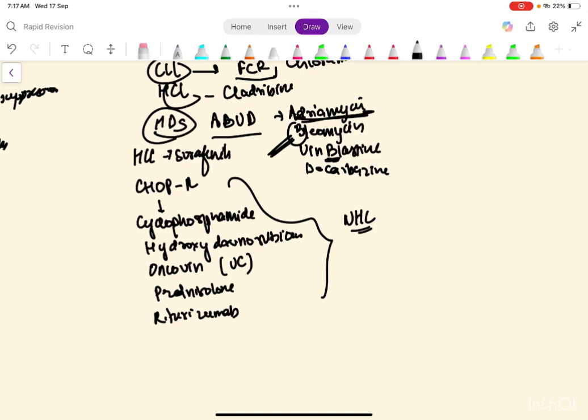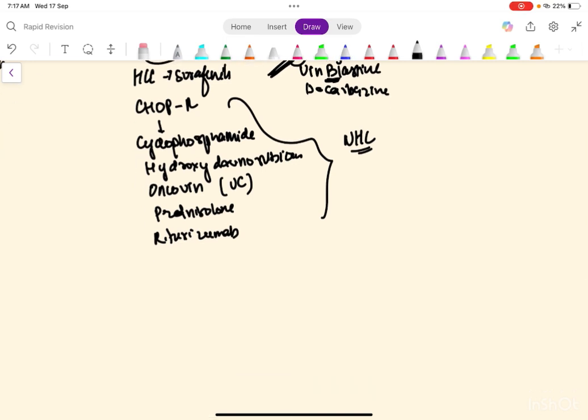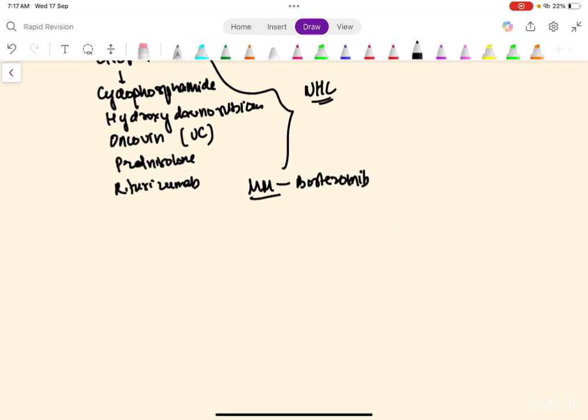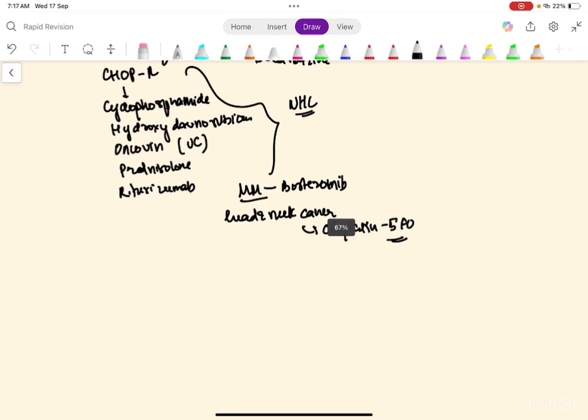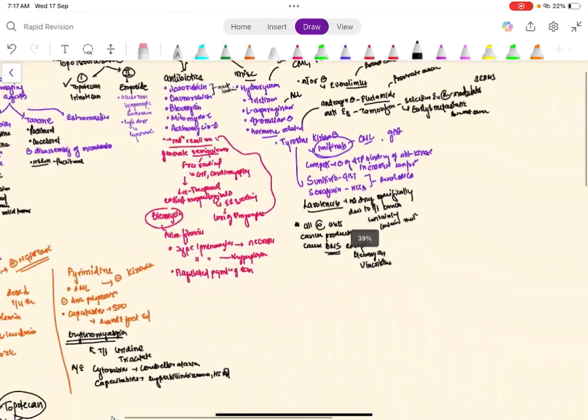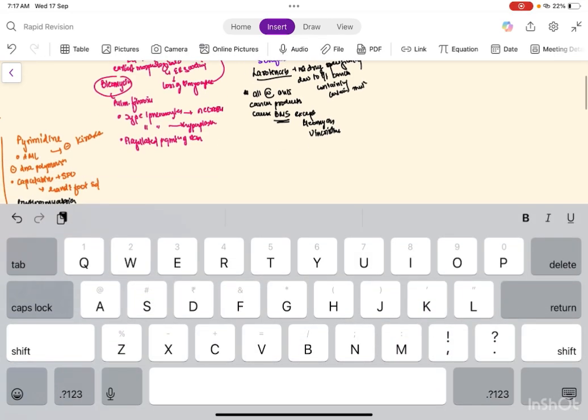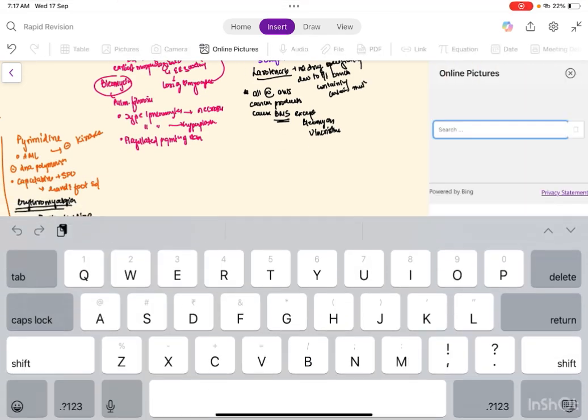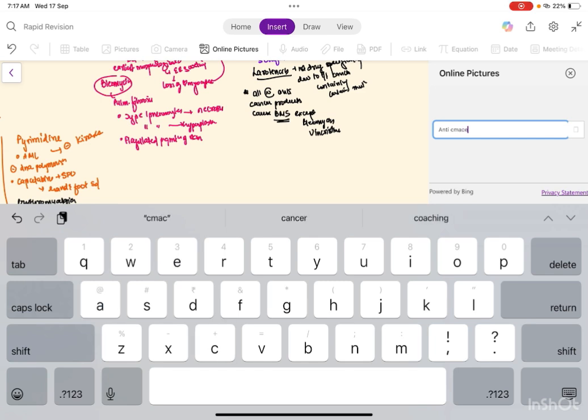Then for multiple myeloma, we have bortezomib. Then for head and neck cancer, you have cisplatin and 5-fluorouracil. So this completes most of what we need to know about anti-cancer drugs. So we'll just go through one classification so that it is ingrained in our brain, and you can make out that you remember stuff.